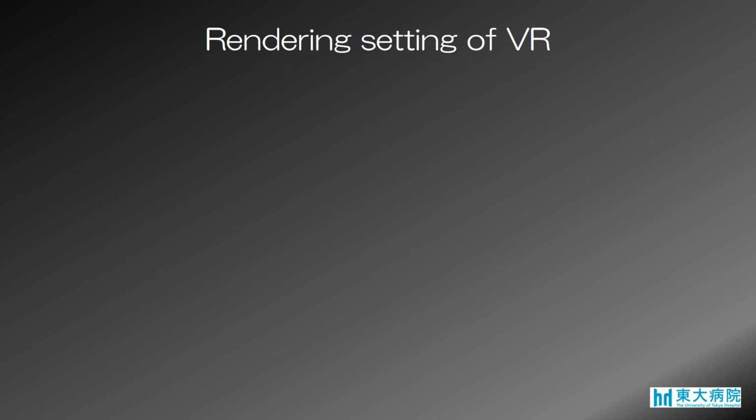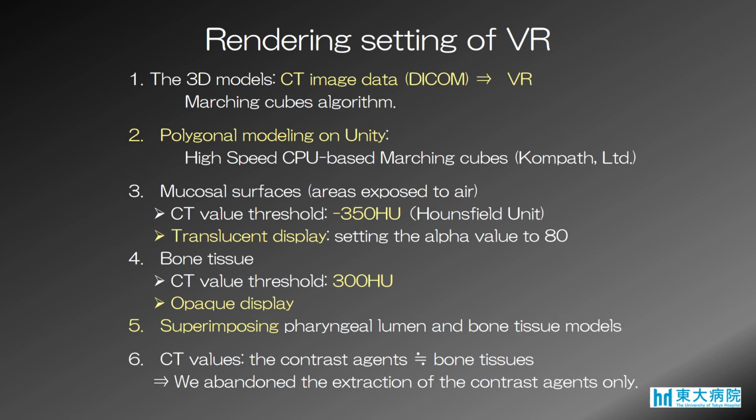Regarding rendering settings of VR, we went through a lot of trial and error, and finally came up with the following conditions. The 3D models were reconstructed from CT image data in DICOM format using the marching cubes algorithm. For mucosal surfaces, the CT value threshold was set at 350 Hounsfield units. The 3D image is rendered as semi-transparent by setting the alpha value to 80. For bone tissue, the CT value threshold was set at 300 Hounsfield units, and the image is rendered as opaque display.